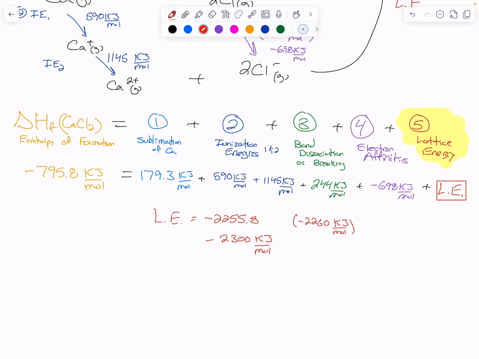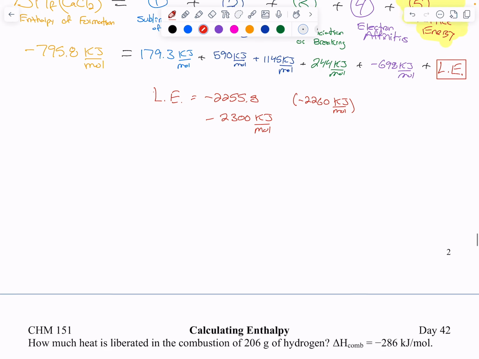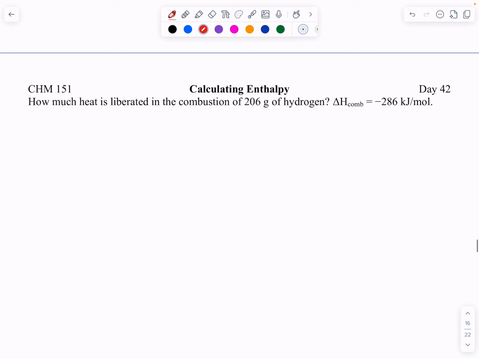And that's how we would do that. Now that's a long, long problem. So I normally don't test people on that because of how long it is, which most of my students are relieved. But that's what the Born-Haber cycle is. All right, coming up next, more enthalpy calculations.